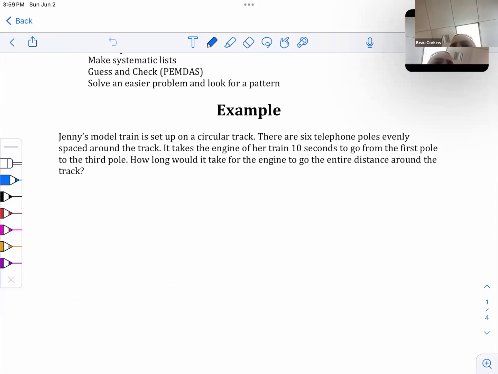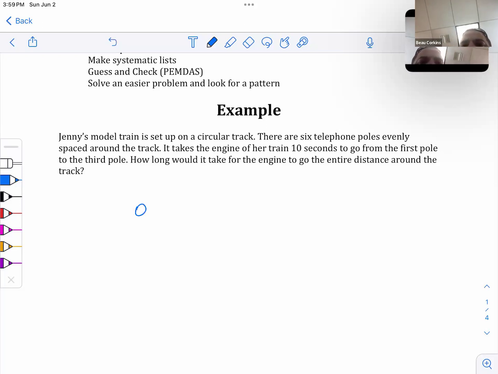So Jenny's model train is set up on a circular track. There are 6 telephone poles evenly spaced out around the track. It takes the engine of her train 10 seconds to go from the first pole to the third pole. How long will it take to go the entire distance around the track?